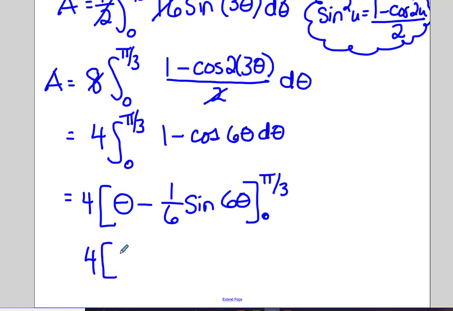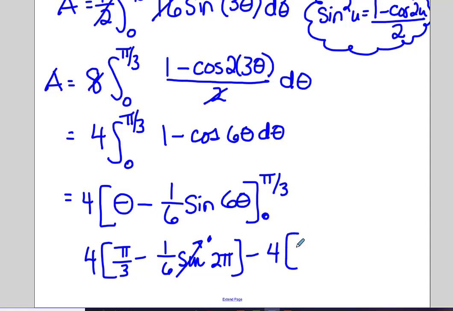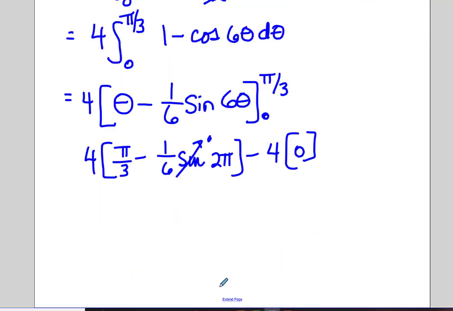So we got 4 times π over 3 minus 1/6 of sine of 6 times π divided by 3. That's 2π, so that's going to go to 0. And then it's minus 4 times 0 minus 0. So all of that is gone. And our area for one petal is going to be 4π over 3 for that one petal on the 3-petal rose curve.